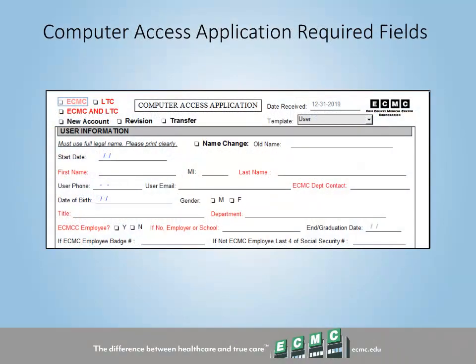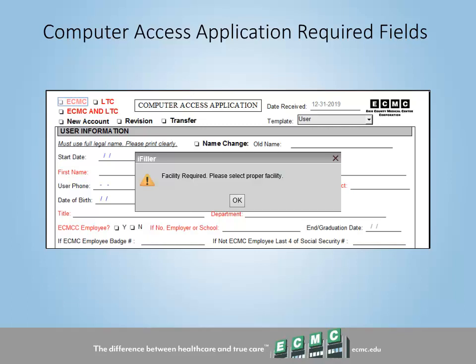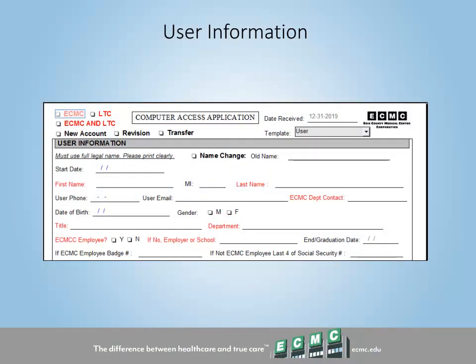In the computer access application, all items in red are required. Also, some items are required based on previous selections that are made in the form. For example, if ECMC employee is set to Yes, then the ECMC badge number field becomes required. The system will not permit submission of the form until all required fields are completed. If a required field is not completed when submitting the form, a pop-up will occur stating which required field is missing.